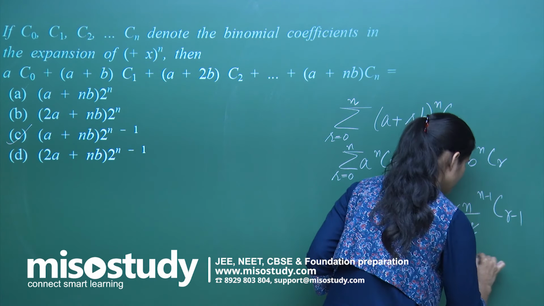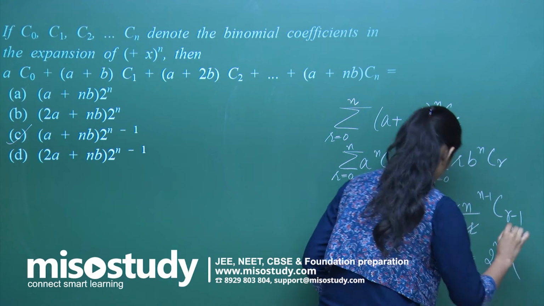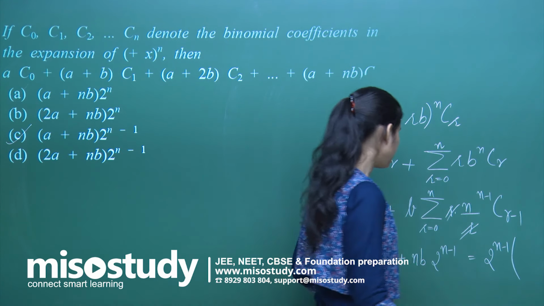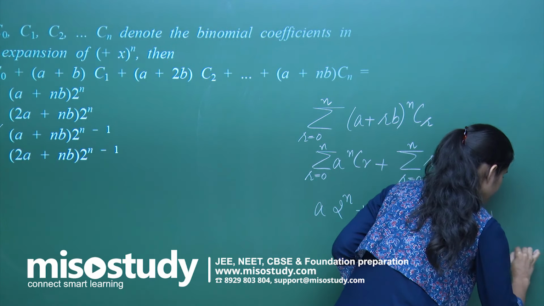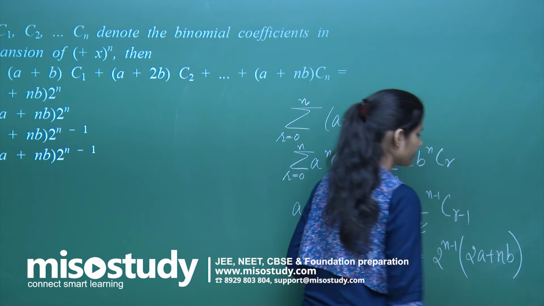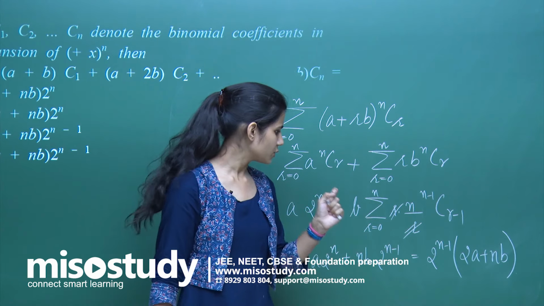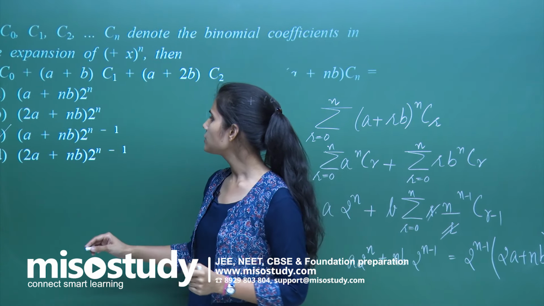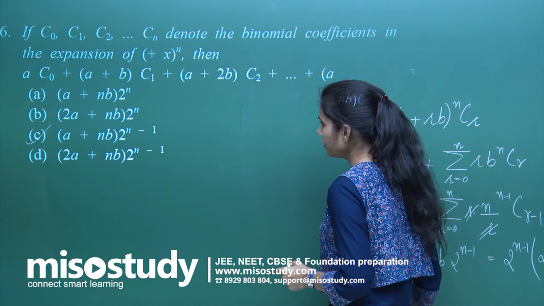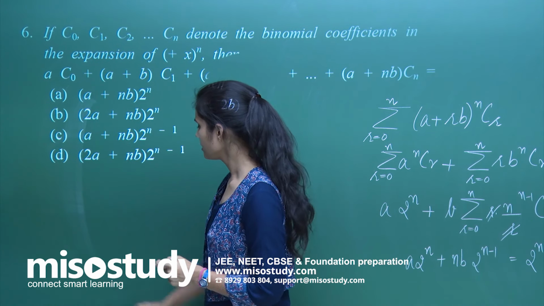Right? 2 to the power n minus 1 comes out common, you're left with 2a plus nb. Clear? And that is the value of this summation. It is 2 to the power n minus 1 into 2a plus nb.